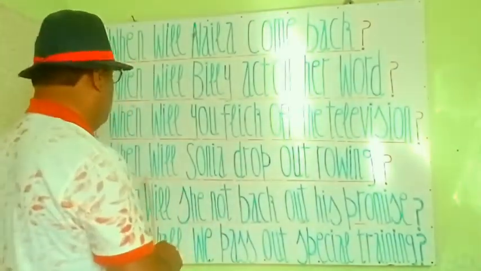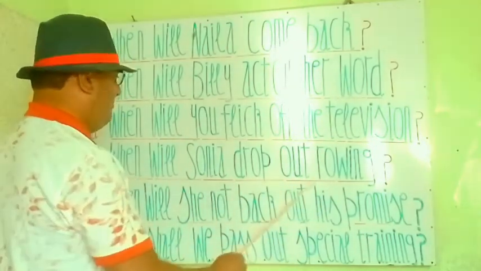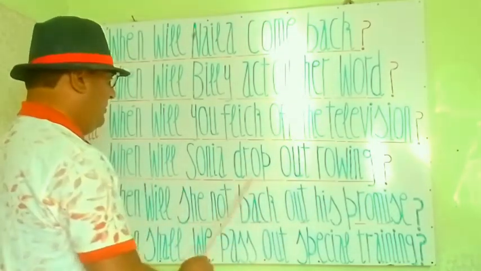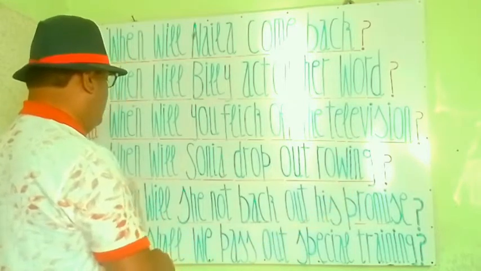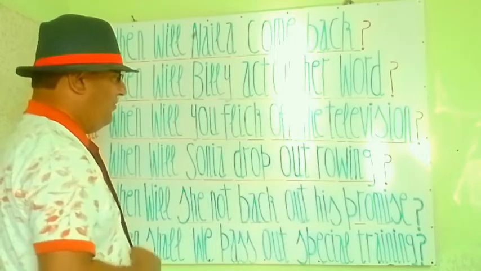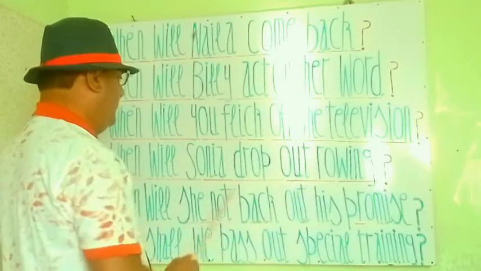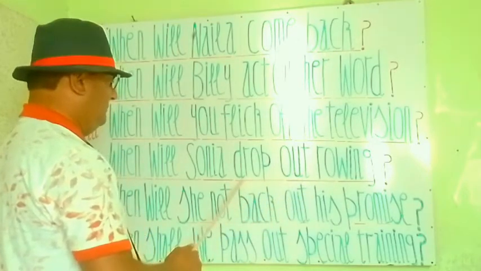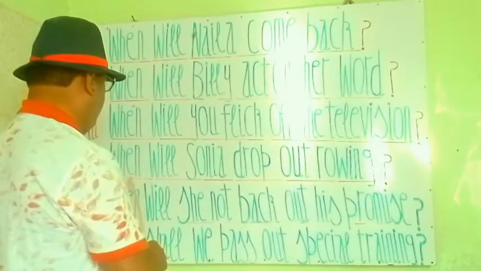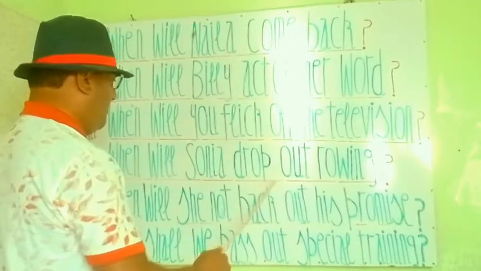Next statement is, when will Sonia drop out rowing? सोनिया कब कश्ती रानी तर्क करेगी? When will Sonia drop out boating? Rowing means boating and drop out means to leave, and the phrase is, when will Sonia drop out rowing?